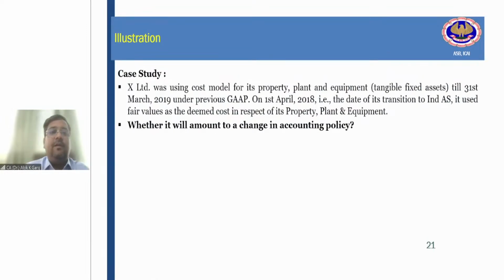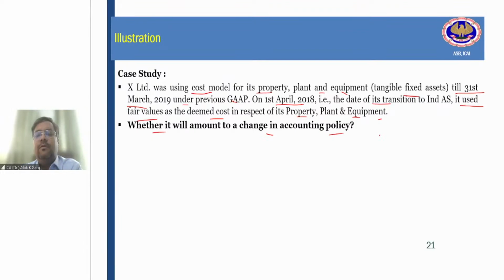X Limited was using cost model for its property, plant and equipment, which is tangible fixed asset, till 31st March 2019 under previous GAAP. So 1819 was the year when they have applied previous GAAP. So 1920 is the current year, 1819 is the comparative year, 1st April 18 is the transition date. On 1st April 18, that is the date of transition, it used fair values as the deemed cost in respect of its property, plant and equipment, whether it will amount to a change in accounting policy.